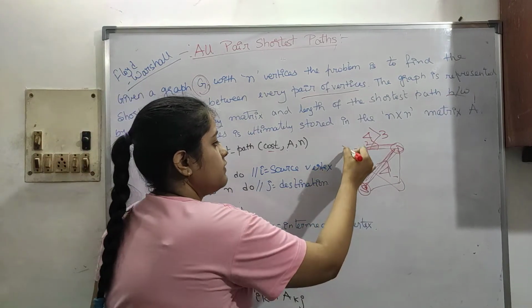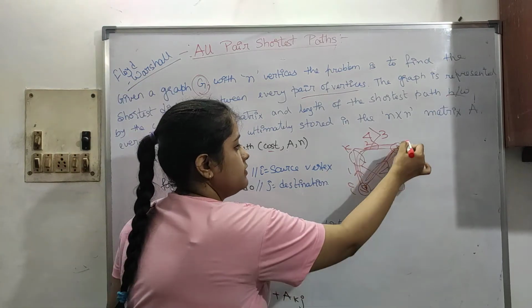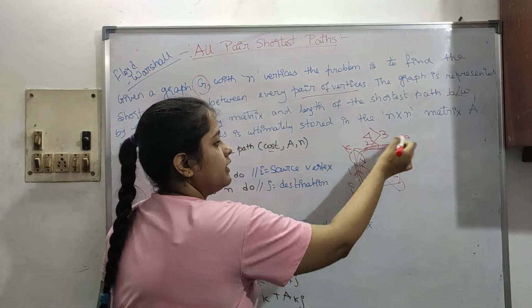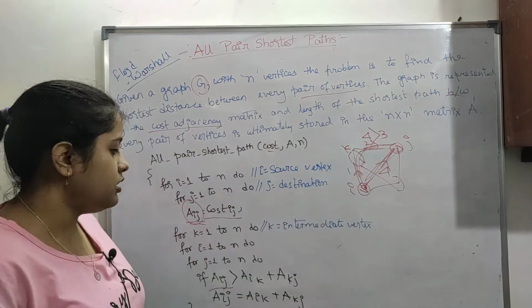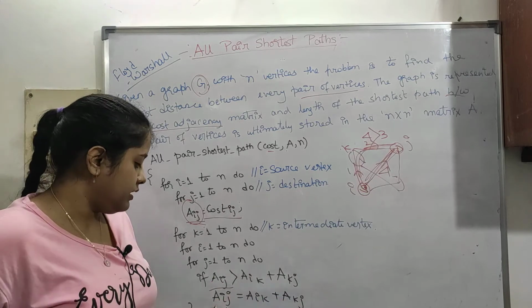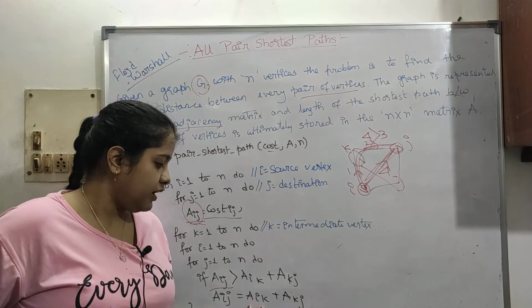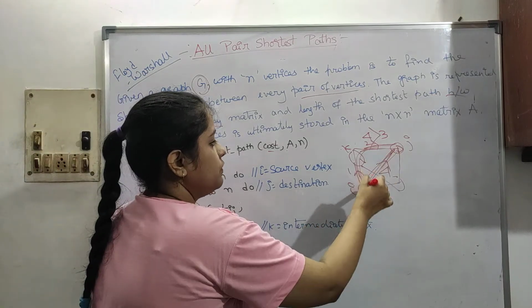So let's say this is our intermediate vertex. This is i, this is j, so i to k plus k to j. 1 plus 2 will give you 3, so we will assign it as the lowest value. A[i][j] will be written as A[i][k] plus A[k][j]. So we will replace this with this.